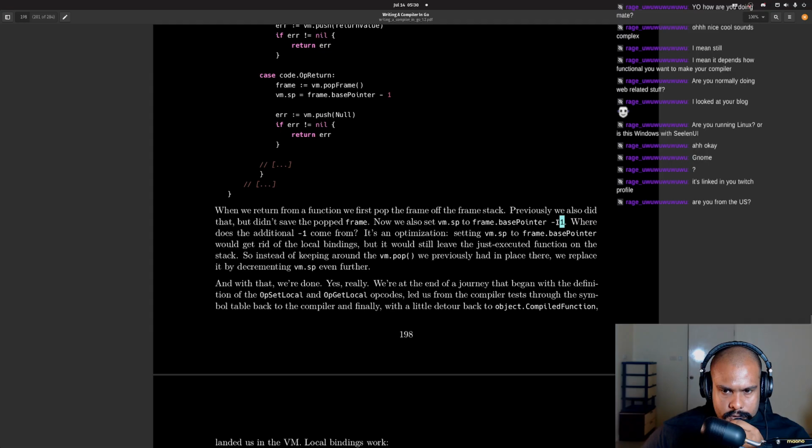Okay, so we do the -1, so we pop the function off the stack too.